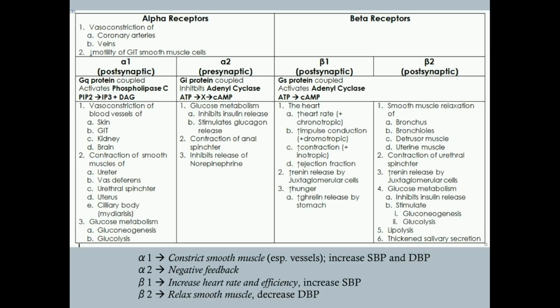It also exists in the urogenital system, particularly on the urethra and on the vas deferens and ureters. So this is going to be important when we talk about some of the side effects of the alpha-1 blockers, as well as some of the purposes for which we give these alpha-1 blockers. Alpha-2 receptors, remember, are your presynaptic receptors, which allow negative feedback. Beta-1 receptors exist on the heart in particular, and then the beta-2 receptors are on smooth muscle, particularly on the bronchi.